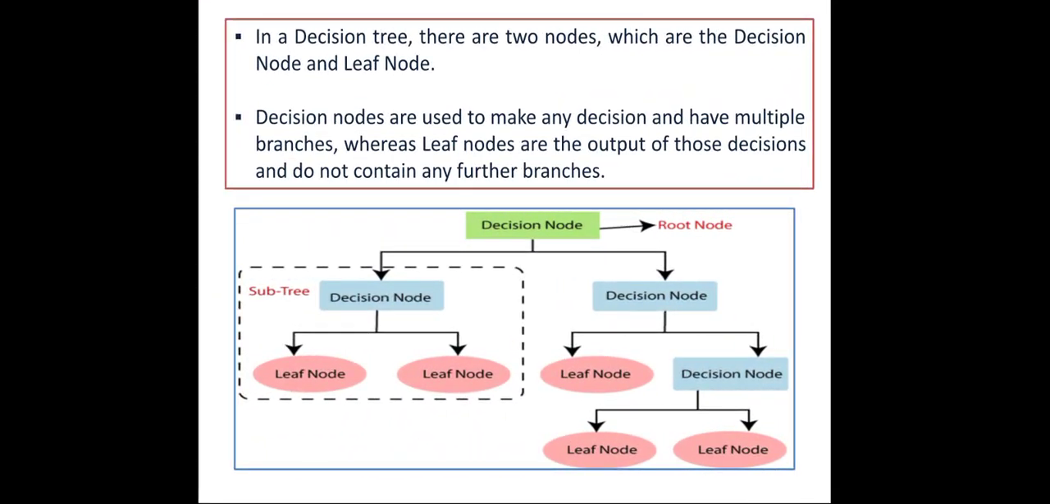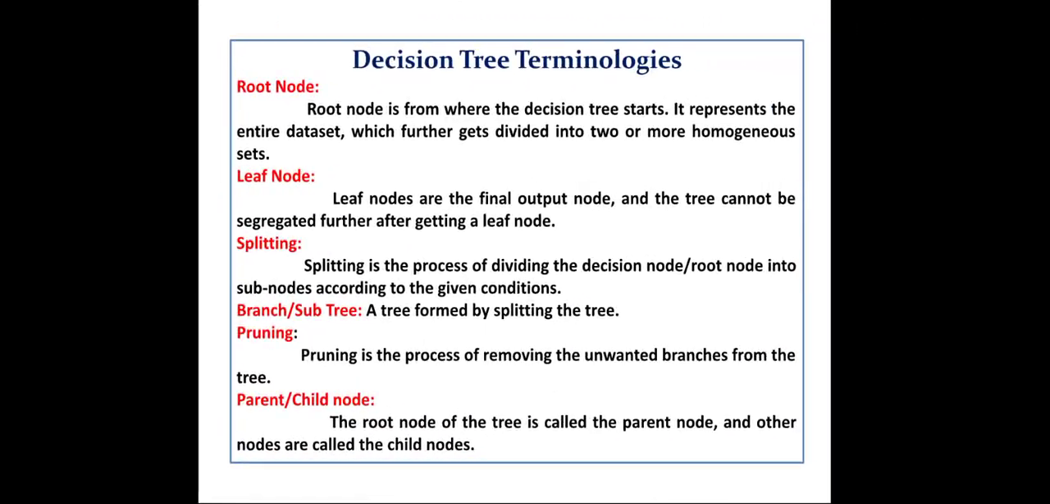This is the subtree. The left side you are seeing, right? You are seeing the left side tree. There is a tree decision node, then again we have the decision node, and again we have the leaf nodes, right? Here the left side and right side both are the subtrees. Then pruning. The pruning process is removing the unwanted branches from the tree.